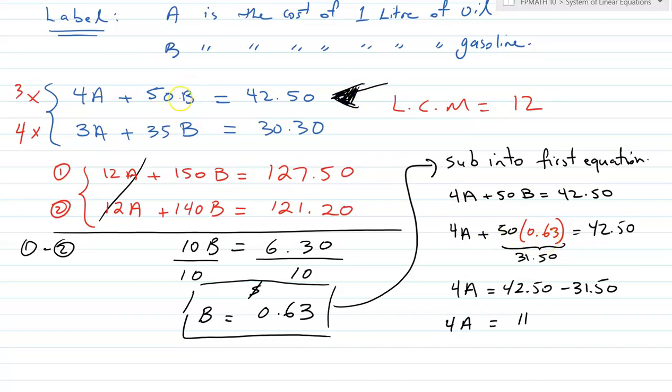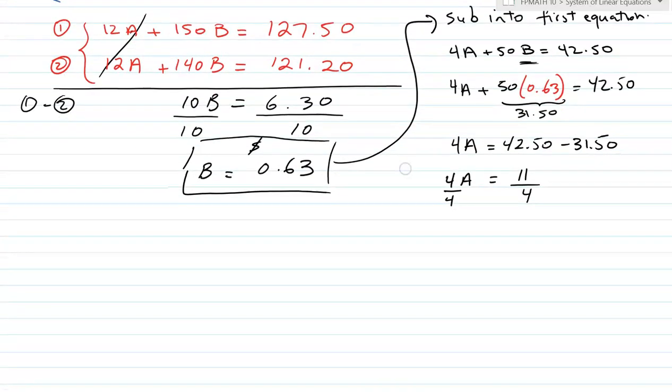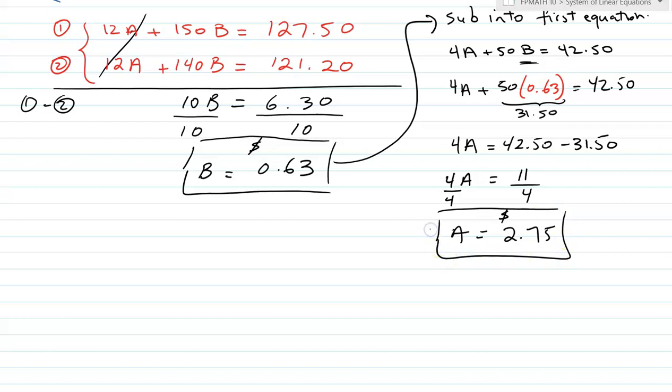So here's the B value. I'm just going to substitute that right there. And then I do the math. I get 4A equals 11 when I do the math and bring everything to one side. And then the final part is dividing everything by 4, and then A equals 11 divided by 4. And that is $2.75. Okay? And then once we have that, you need to check your answer.